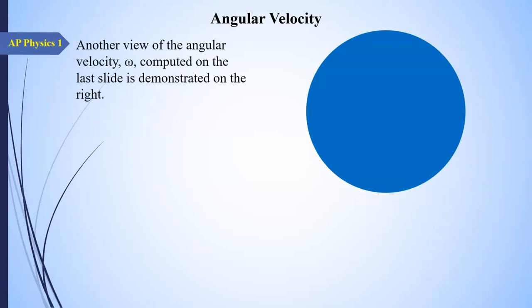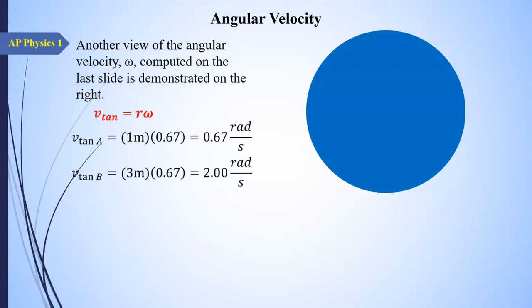Another view of the angular velocity omega computed on the last slide is demonstrated to the right. So there is the formula again. And there are the two calculations that we came up with. So it's going to look like this. They're going to go around. The tangential velocity vector is always pointing straight ahead at whatever point the two objects are. But for B, it's a longer vector because it's moving faster. Its linear velocity or tangential velocity is faster than A's. Angular velocity is the same. Tangential velocity is greater for the object that's farther from the center of the circle.